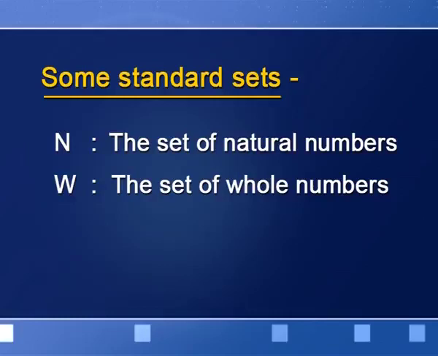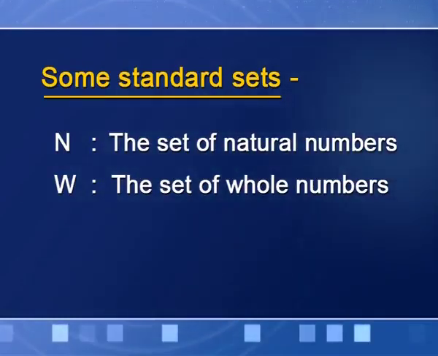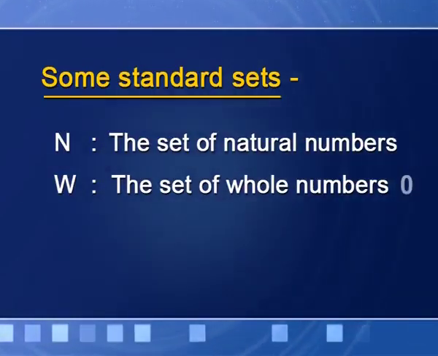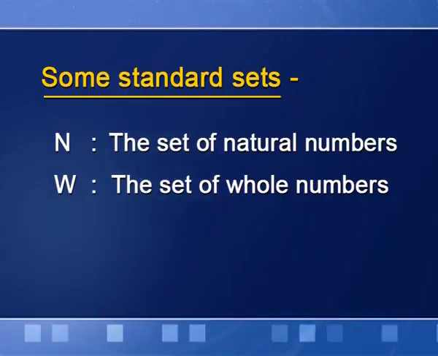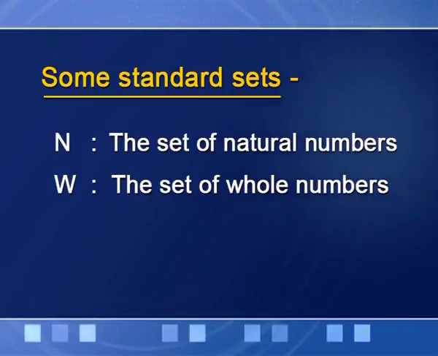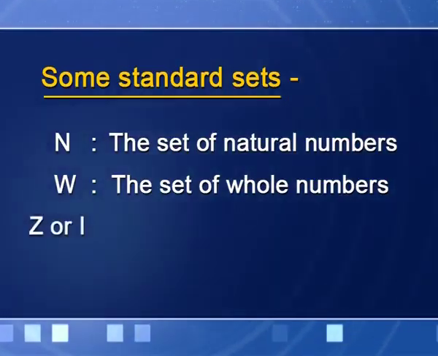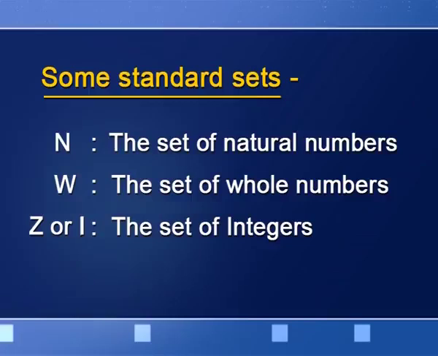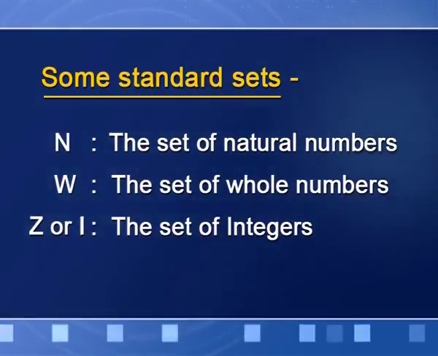W, set of whole numbers. Whole numbers include 0 also and the natural numbers: 0, 1, 2, 3, 4 and so on. Next is Z or I. It is used to represent the set of integers.